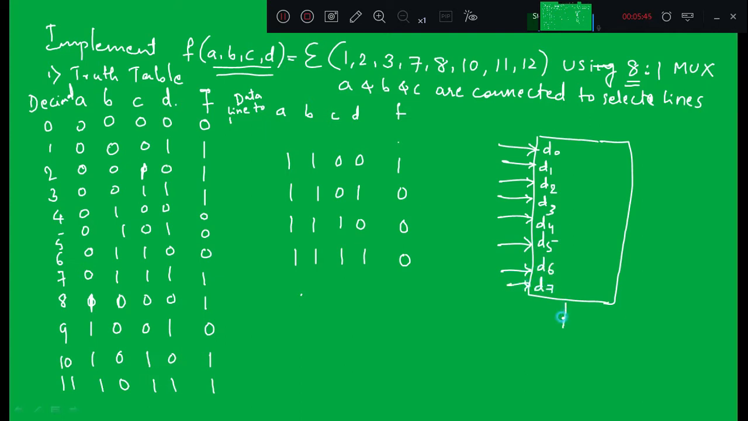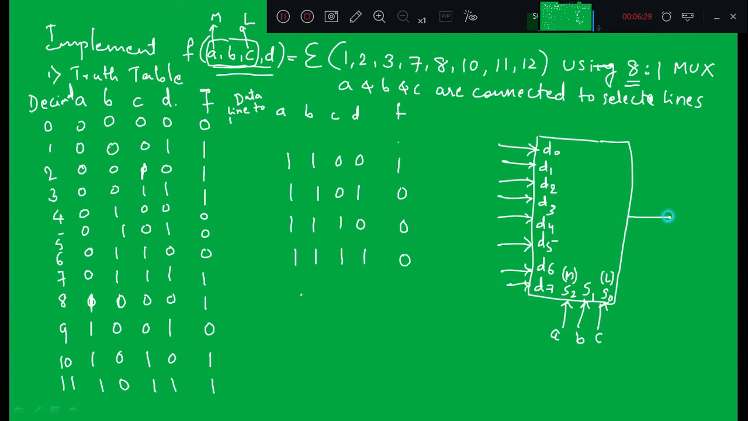Now there are three select lines: S2, S1 and S0. S0 is the LSB and S2 is the MSB, right? Out of these, I'm going to connect A, B, C to the select lines. A is the MSB, which is connected to S2. The actual LSB is D, but D is going to appear on the data line. So C will be the LSB out of A, B, C, and C is connected to S0, right?